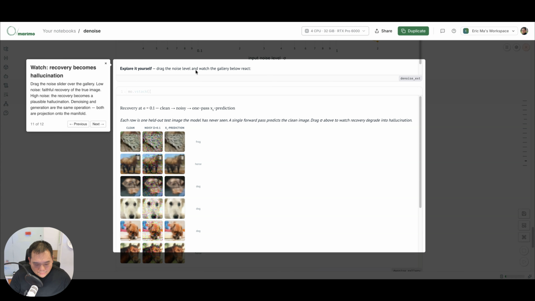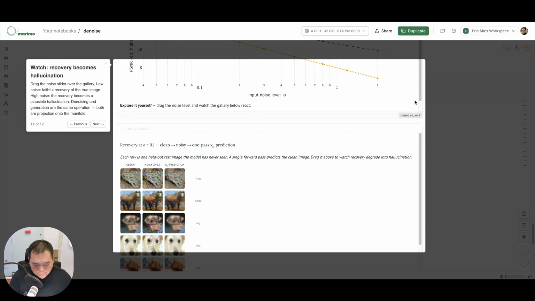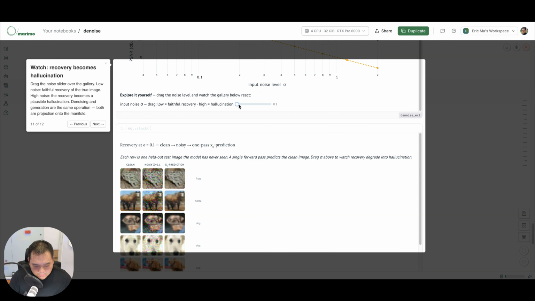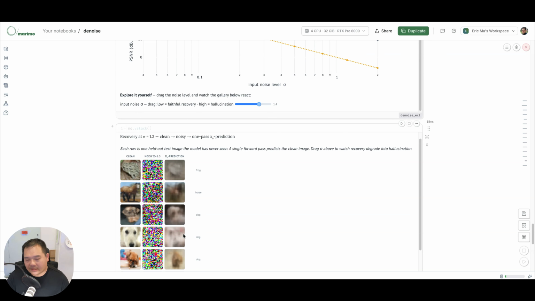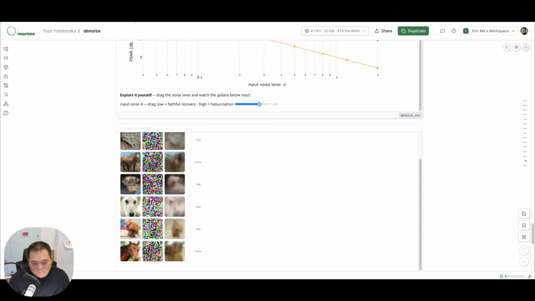So for example, if I were to very briefly drag around the sigma over here, each row, by the way, is clean, followed by noisy, followed by recovered, all in one pass. And as I increase the amount of noise, you can see that our trained model can behave somewhat like a denoising model itself. Of course, the quality isn't the best, just because this is a small model.